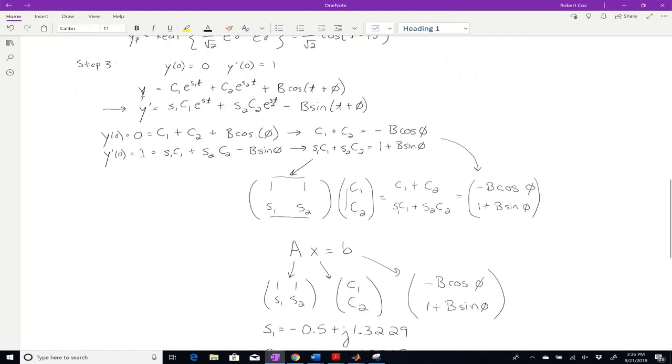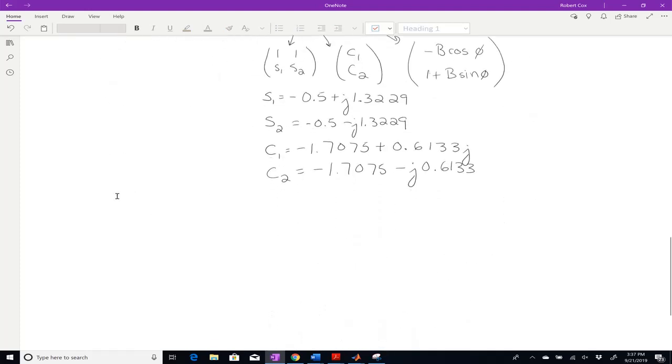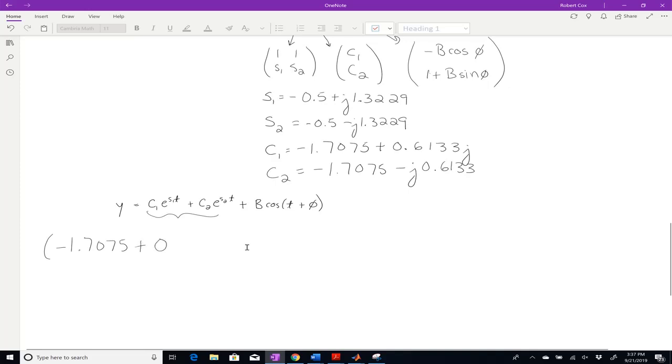All right, now back to my manipulations here. The two equations were up here. Let's take my y, and I'm going to try to paste it here, like so. I want to focus for now just on this one. So I have C1. Let's plug everything in here. So I get negative 1.7075 plus 0.6133j. Put that j in front. All right, that's my C1.